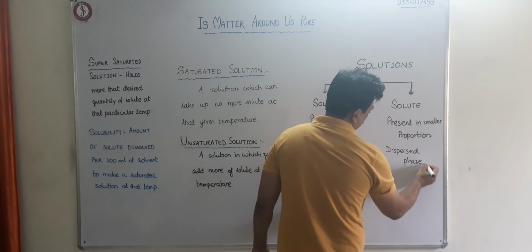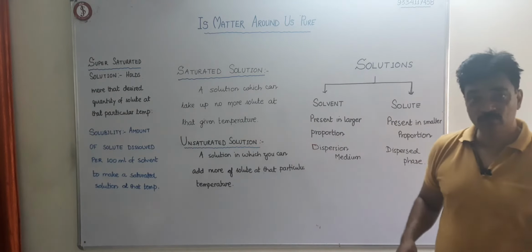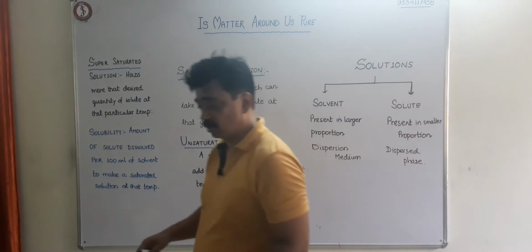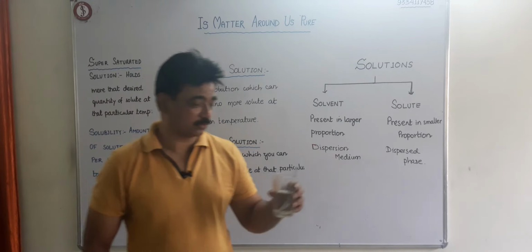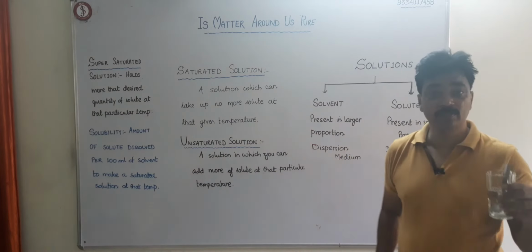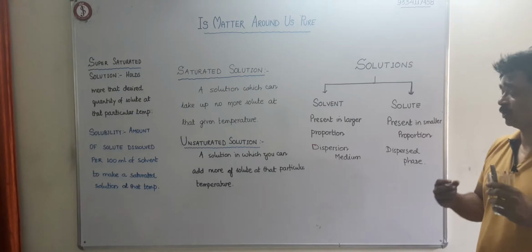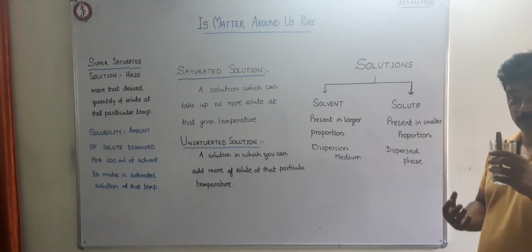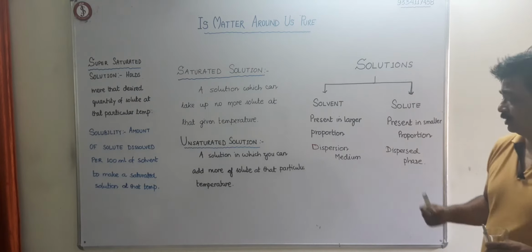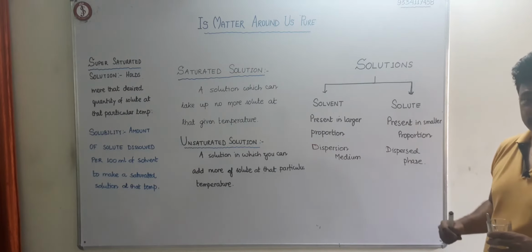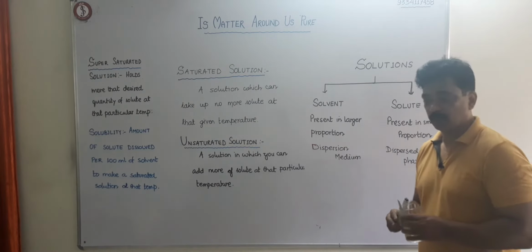So let us try to once again understand. A solution will have two components, solvent and solute. Here in this case, the solvent is water, it is in larger quantity, and the solute is sugar, it is in smaller quantity. Solvent, in scientific terms, we call the dispersion medium, and solute is called the dispersed phase.